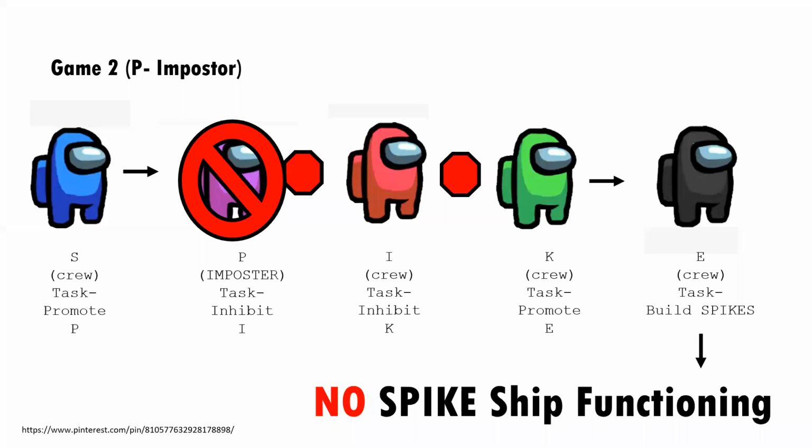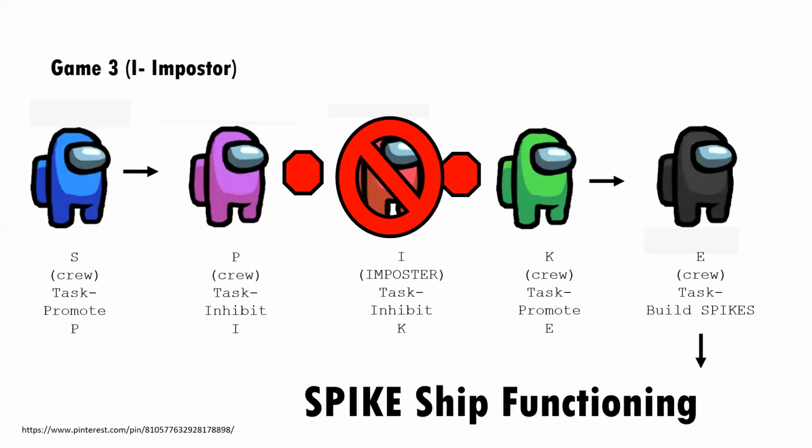In game 2, we have one imposter, P. Therefore, P no longer inhibits I from inhibiting K, and K can no longer promote E, preventing E from promoting spikes and preventing normal function. In game 3, we have one imposter, I. In this game, I no longer inhibits K, and therefore K is free to promote E, and E can produce normal spikes.